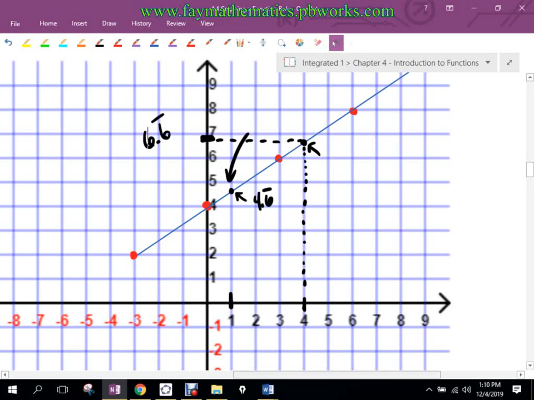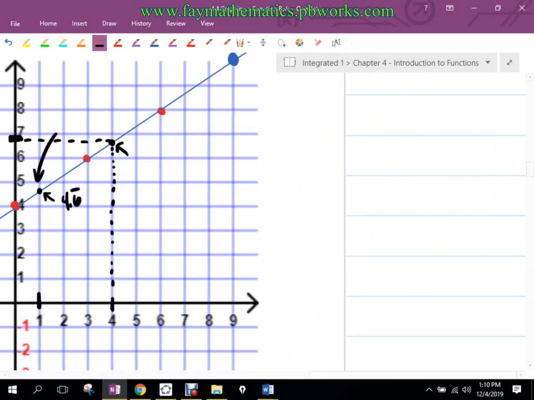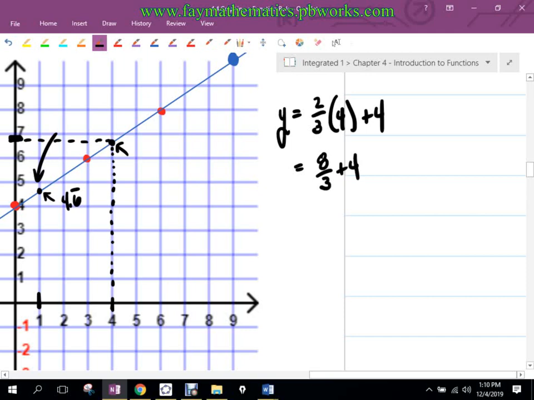Let's do the algebra. If I go 4, so y equals, what was it, 2/3 times 4 plus 4. Okay? This gives me, when I do that multiplication, nothing cancels, gives me 8/3 plus 4. Does anybody know what 8/3 is? 3 goes into 8 2 times, right? Leaving me a remainder of 2. So I get 2 2/3. What's 2 2/3 as a decimal?